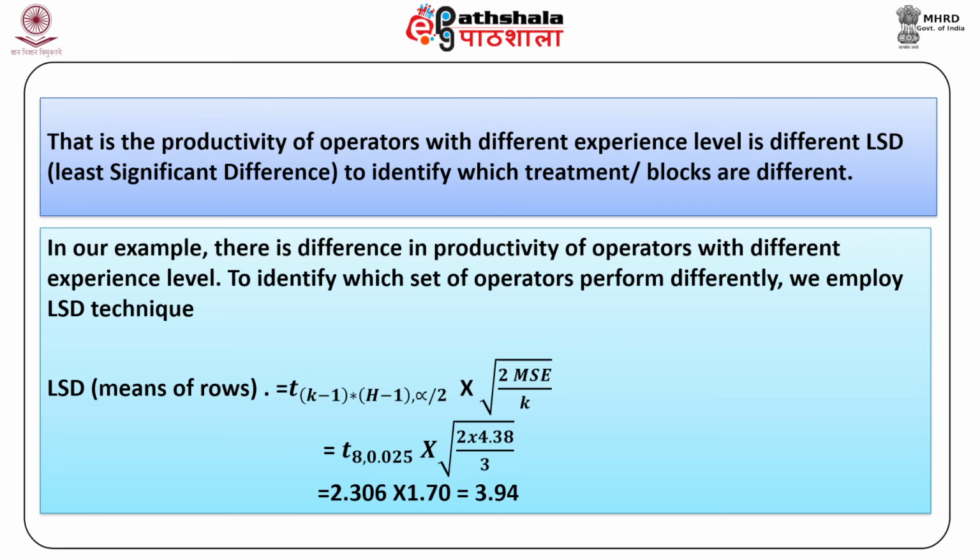Let's find out with the help of this LSD technique, which is nothing but means of rows, for a given formula, which we have already emphasized 2-3 times, is equal to t for a degree of freedom k minus 1 into h minus 1 and alpha by 2 multiplied by under root of 2 MSE upon k. So if I substitute these values, the t value comes out to be 2.306 and the under root value comes out to be equal to 1.70. Once we multiply them together, we get 3.94.